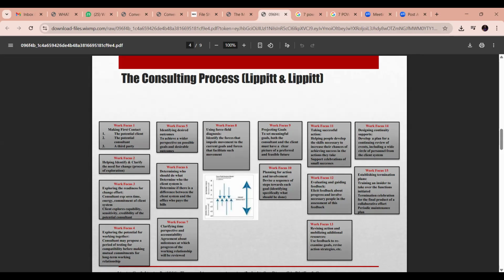Then number 3 is equally very important. Explore the readiness for change. We call this organizational readiness assessment. Now, you can have your fingers burnt as a consultant if you don't test the readiness of an organization. It's as simple as trying to find out, is this organization ready for this assignment? Are you ready for this assignment? Because if you're not ready, it may impact on the result of the assignment.